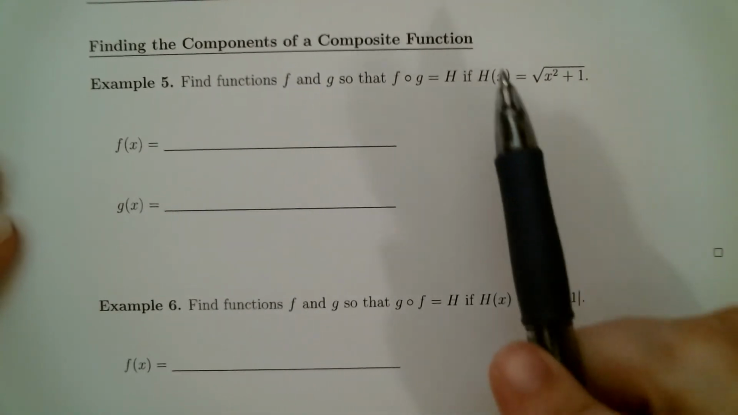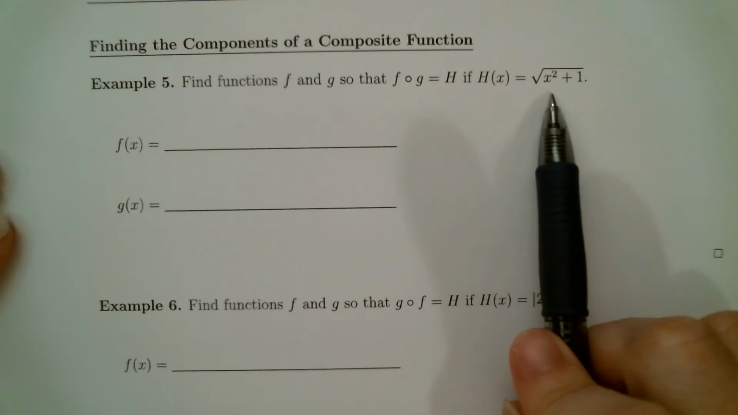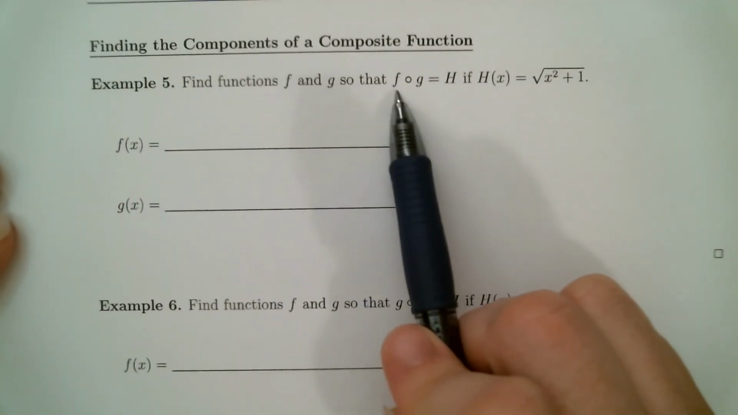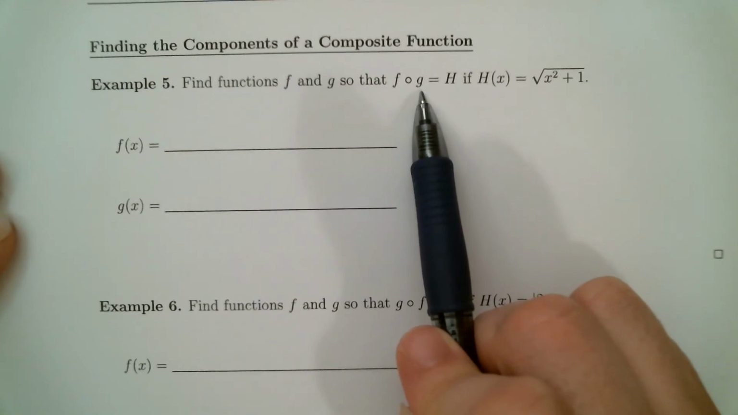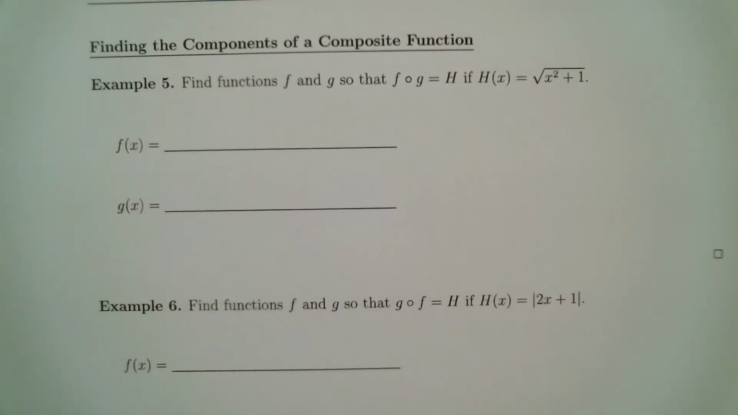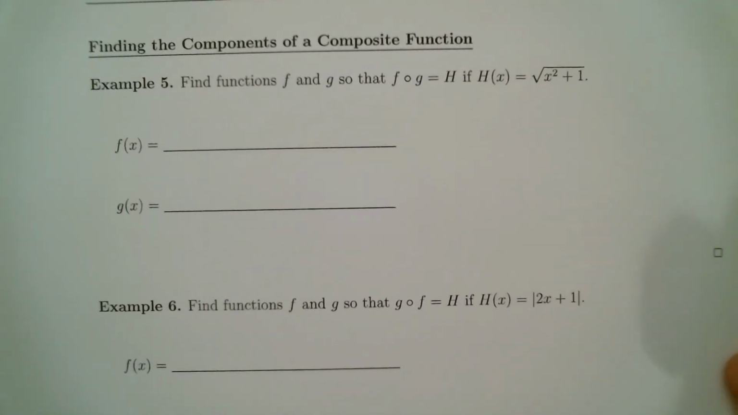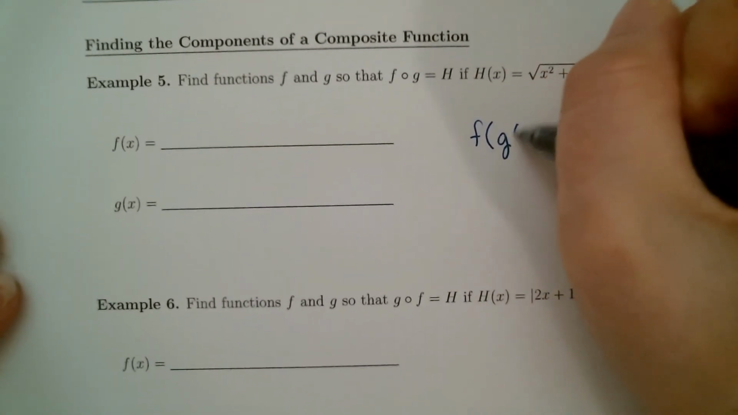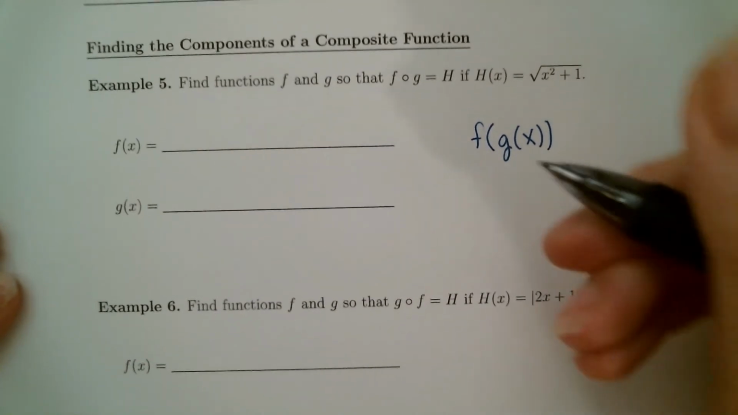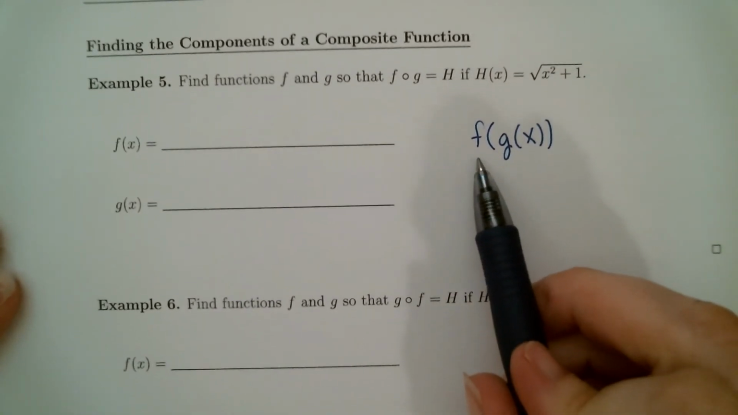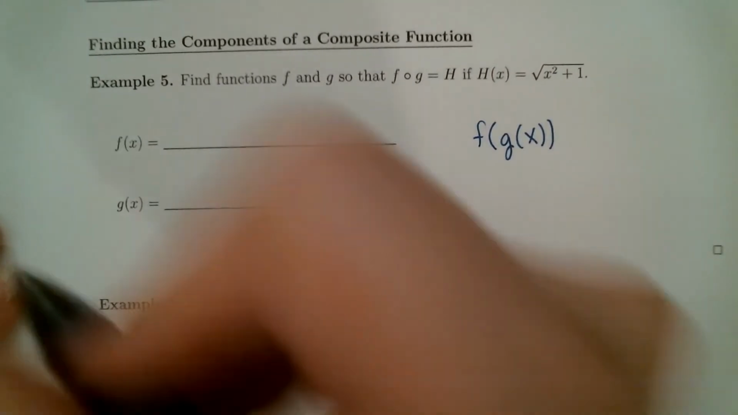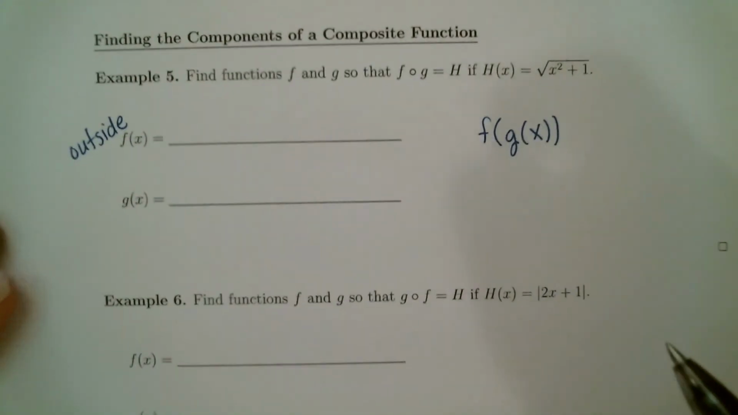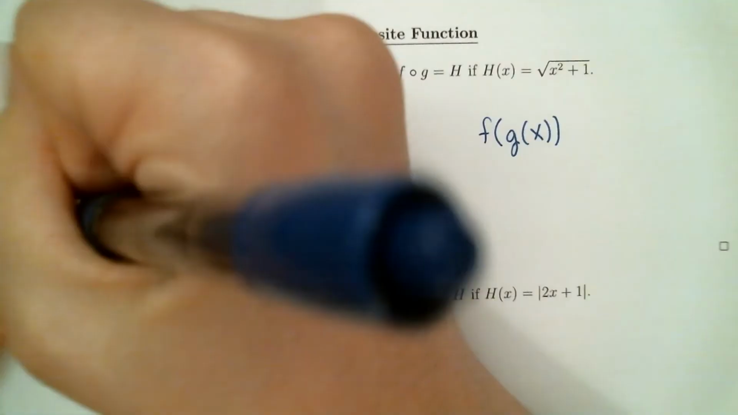So in example 5, here's your composite function. It's already put together. We are looking for f of g. Order matters here. It matters which one is going to be the f of x and which one is going to be the g of x. So I'm going to write down we are looking for f of g of x. What this tells me is that f is the outside function, so I'm going to label it. f is the outside function, and g is the inside function.